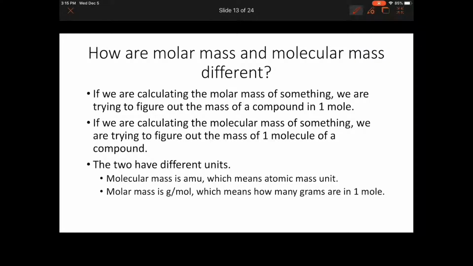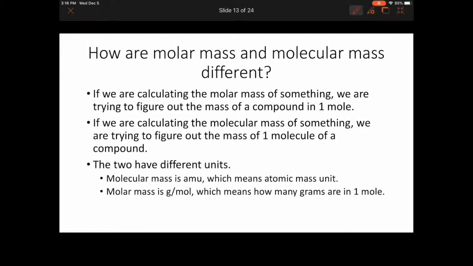It's on a larger scale. If we're calculating the molecular mass, we're trying to figure out the mass of 1 molecule of a compound. So this is on a very small scale. It's not something you can see, and it's a lot smaller as it were if we were doing molar mass.